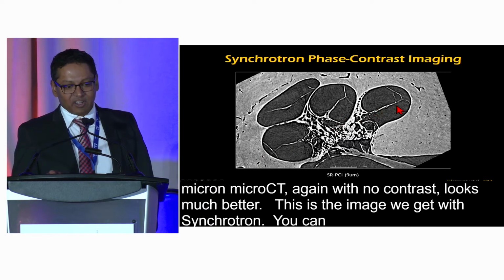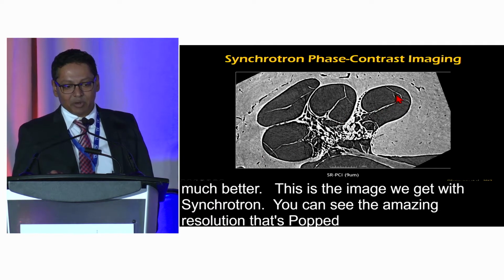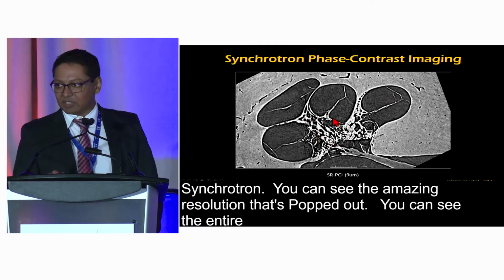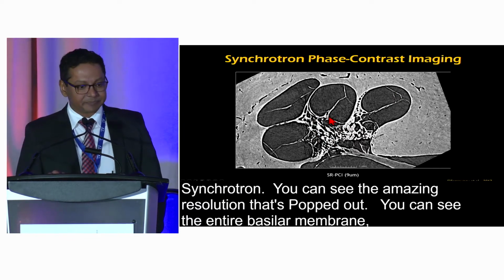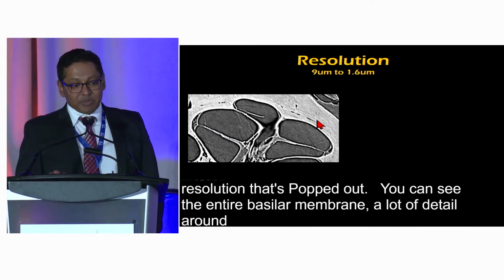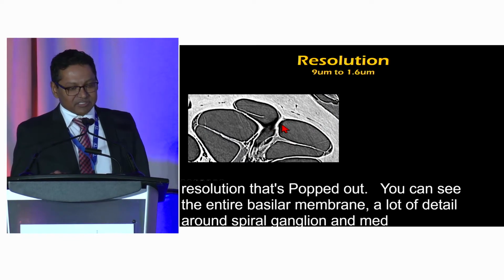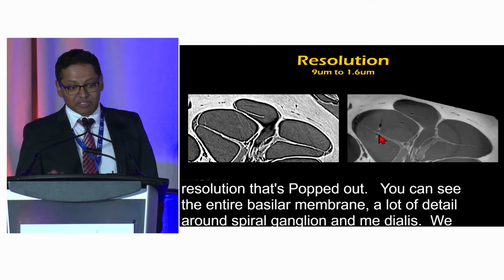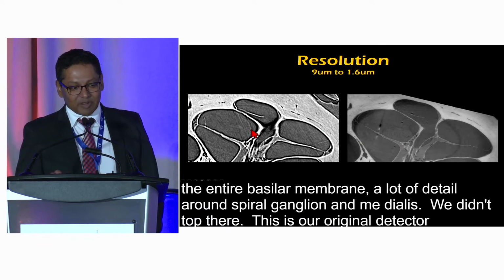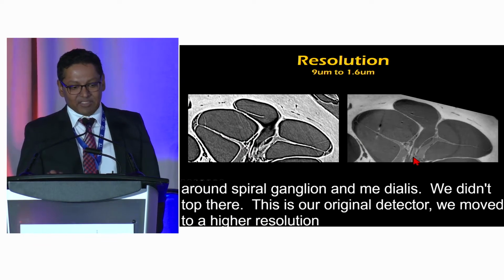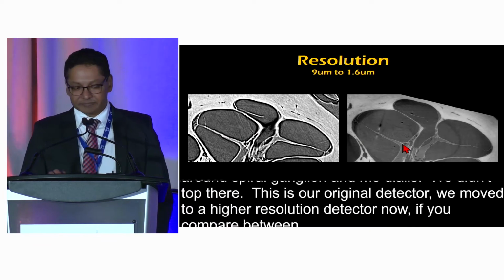We can see the entire osseous spiral lamina, basilar membrane, Reissner's membrane, a lot of detail around the spiral ganglion and the modiolus. But we didn't stop there. This was our original detector, and we've moved to a higher resolution detector now. Again, if you compare the osseous spiral lamina between the two and the spiral ganglion, there is much more detail.